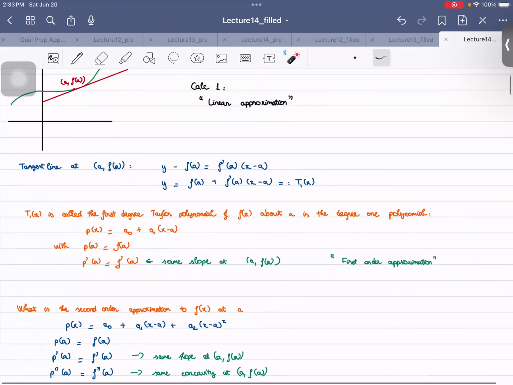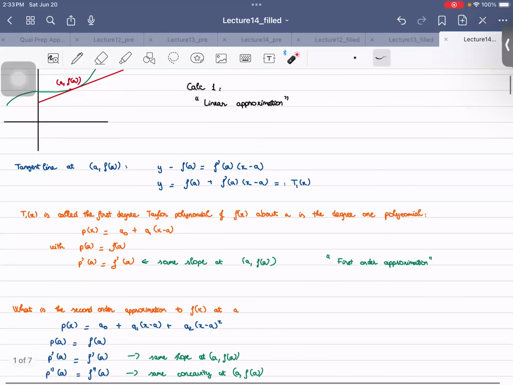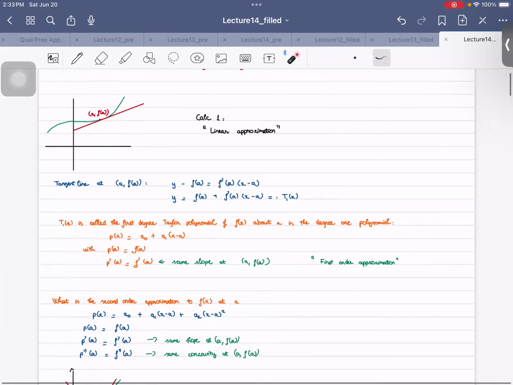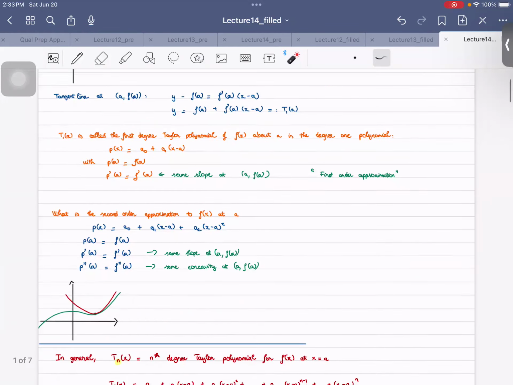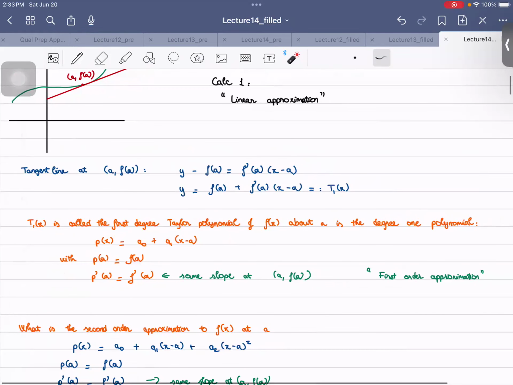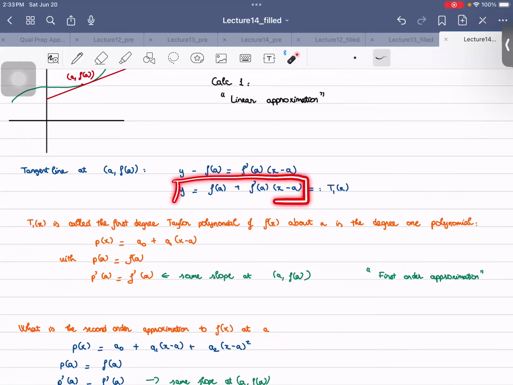Let me discuss several things before we move on to the general formulation of the Taylor polynomial. Over here, after I finished my tangent line equation, I denote this as T sub 1 of x. T sub 1 of x indicates that this is the Taylor polynomial of degree one.